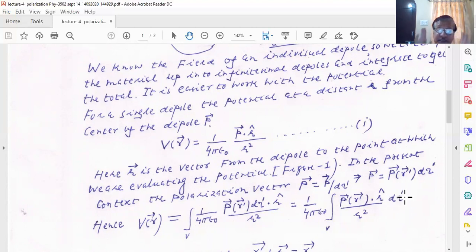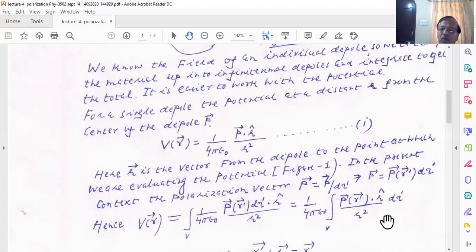I hope you understand this part, because this is the potential because of only one dipole. If you want to calculate the potential because of all dipoles, you have to integrate this expression over the volume element and over the entire volume, and you get this expression. So this is the expression we want to solve. Please remember, if you want to find the field because of the polarized object, you have to find the integration of this term.